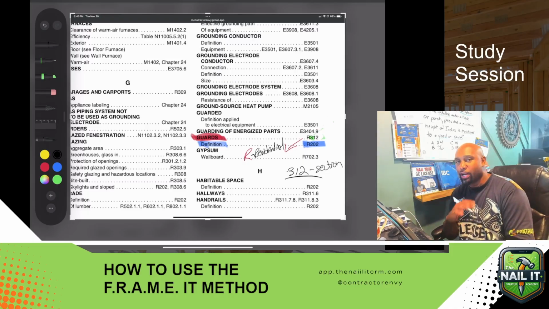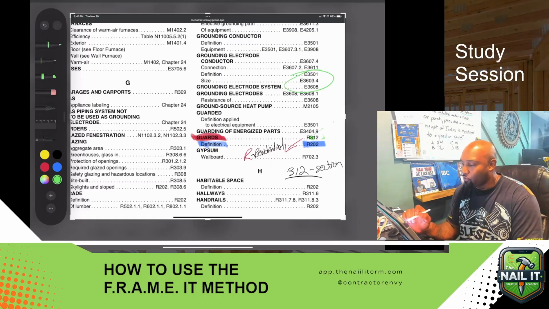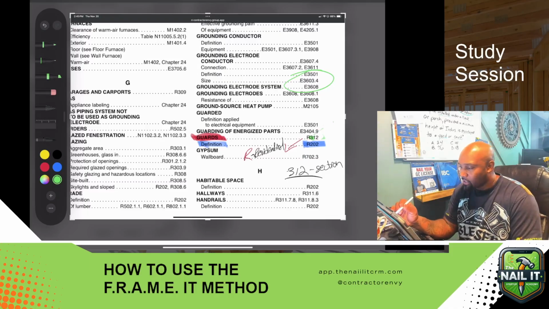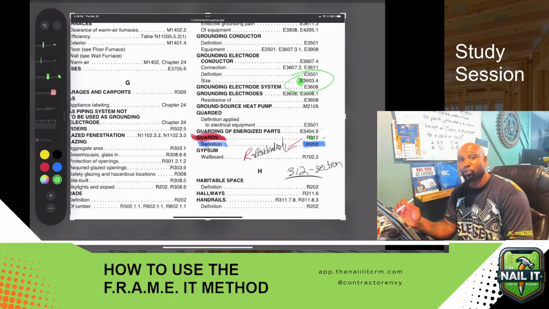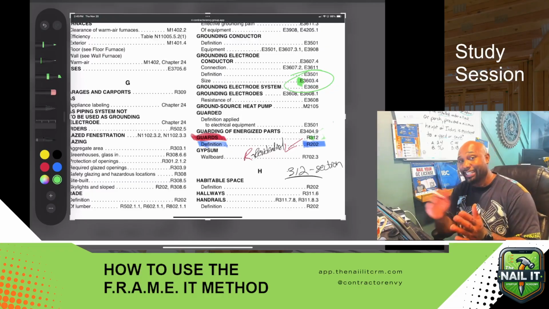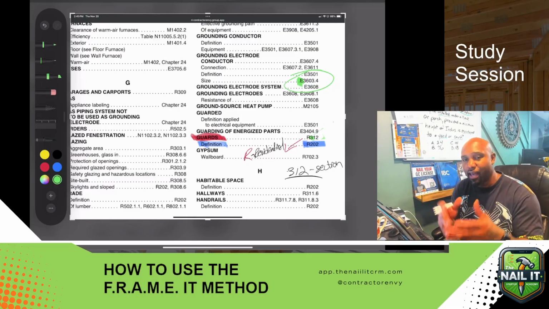So what happens when you've got 4 numbers? For instance, we're up here. You've got 4 numbers. Well, that just means a few different things. The E is going to tell me it's an electrical chapter, because believe it or not, the ICC has the NEC in it. It has the plumbing parts in it. It has the HVAC in it, which is our mechanicals.